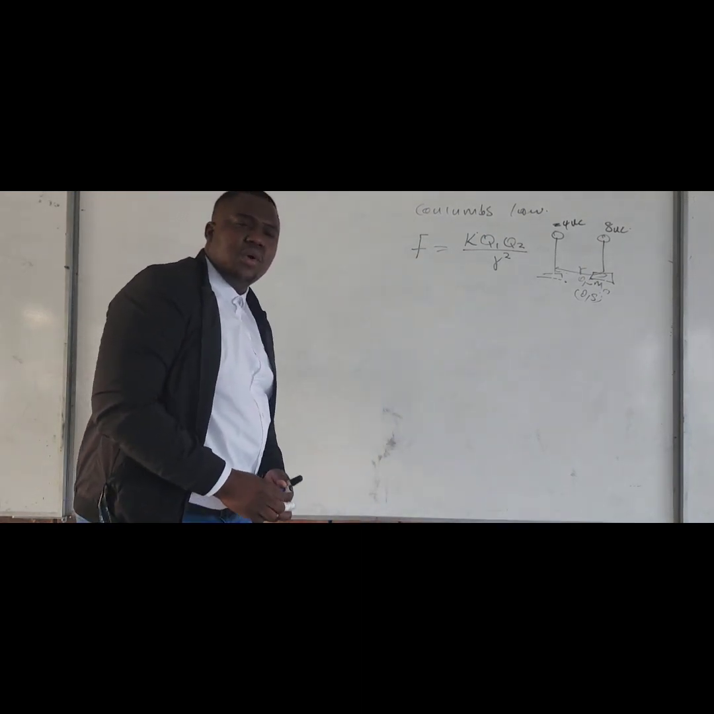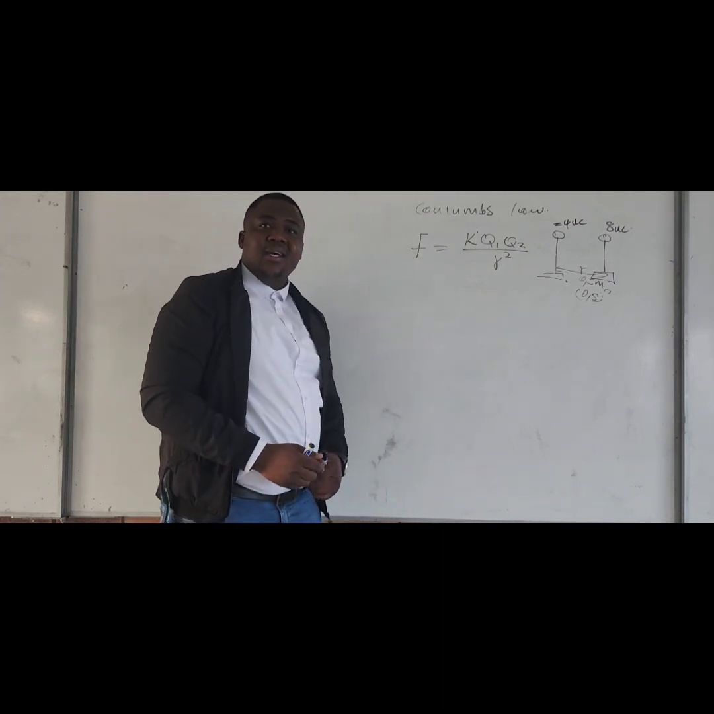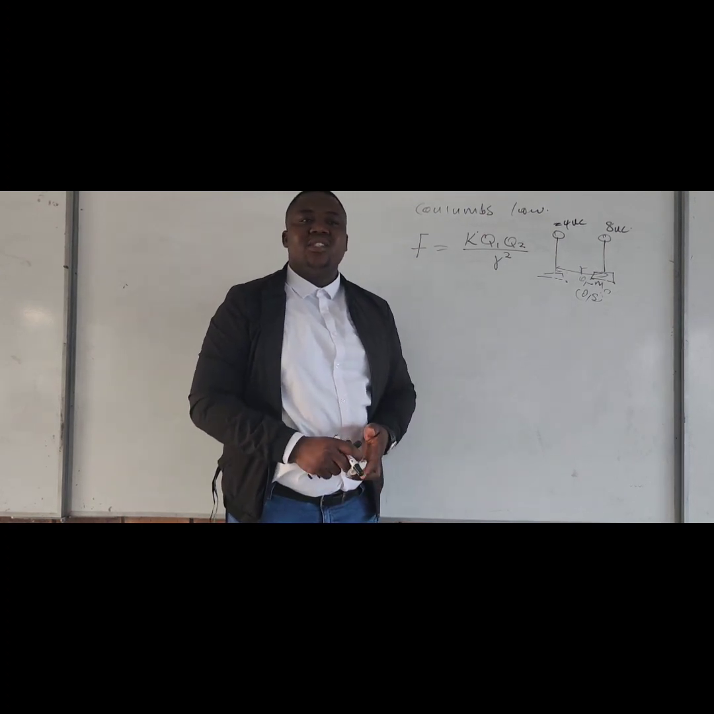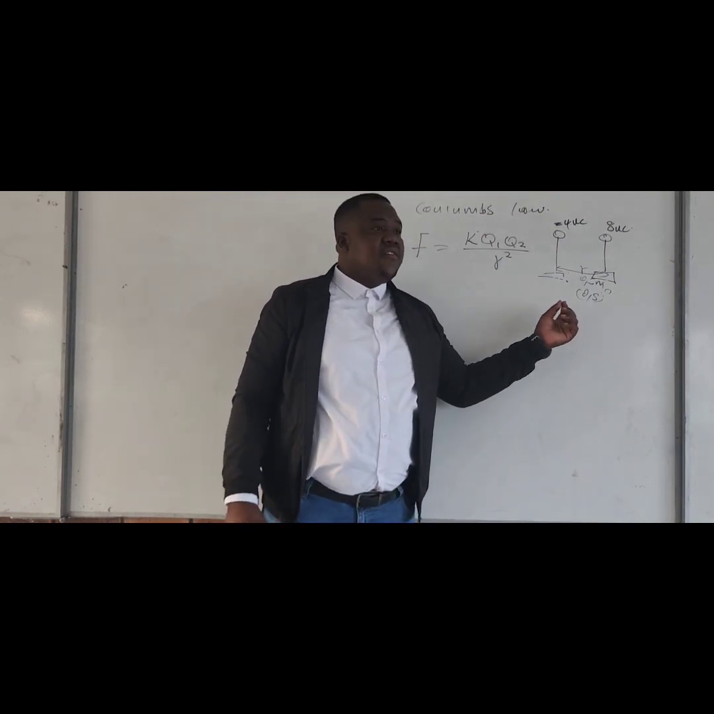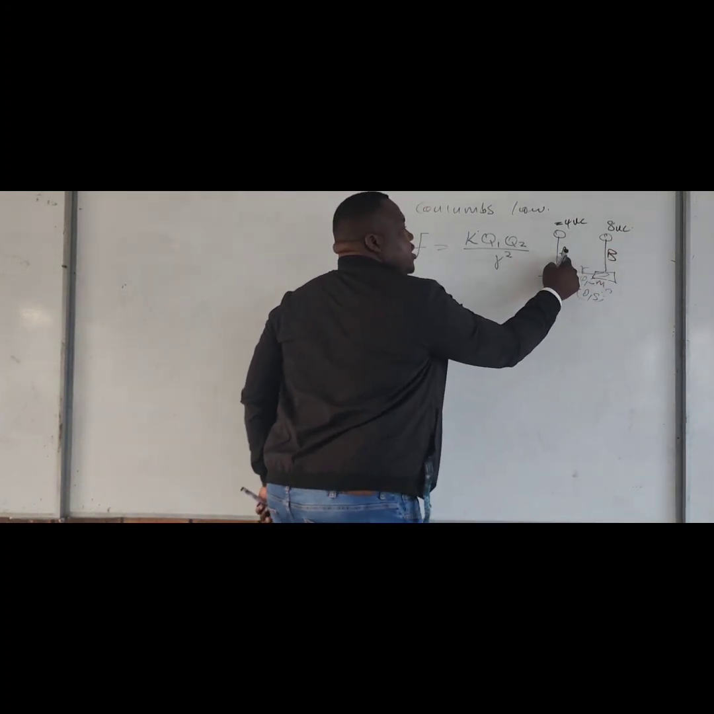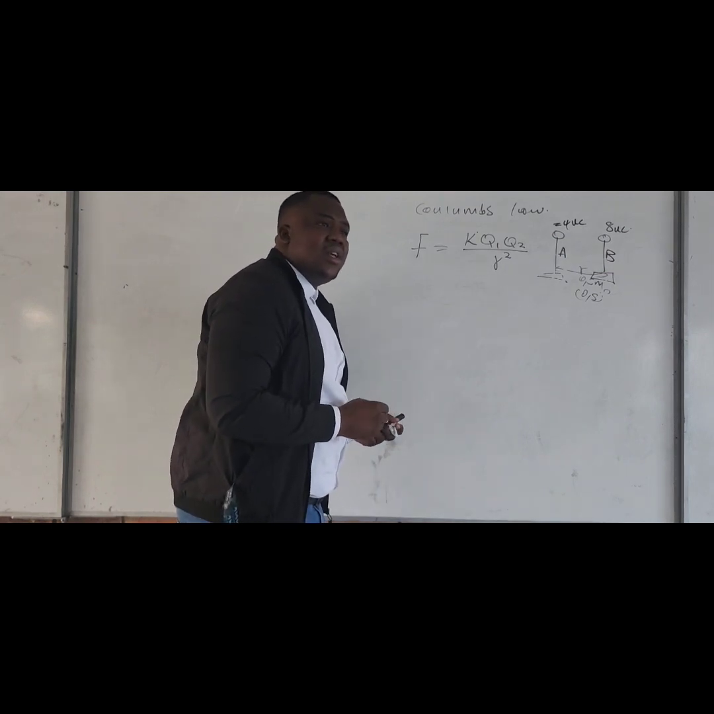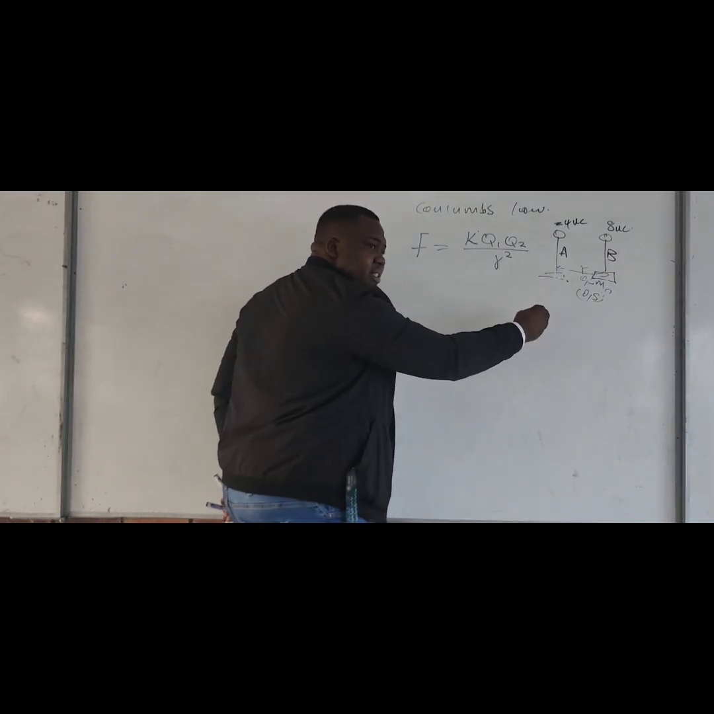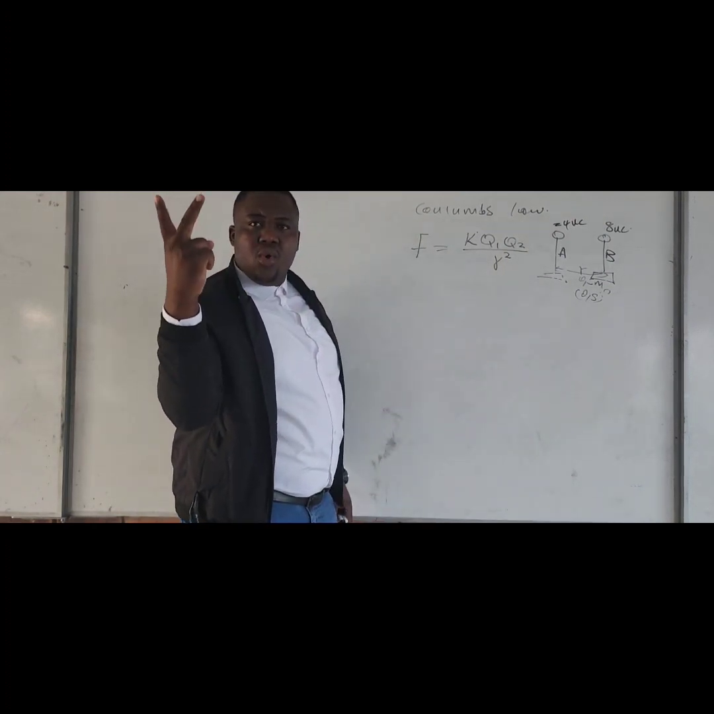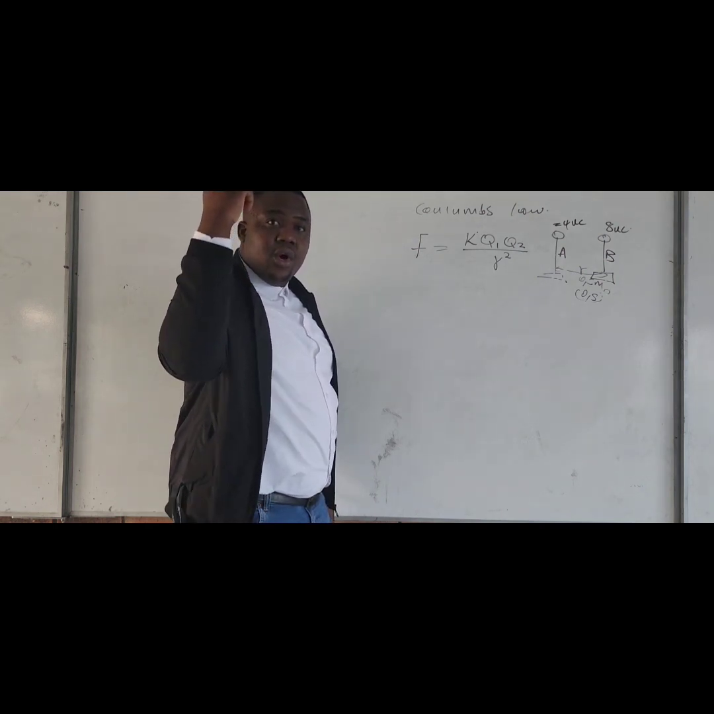When do we use Coulomb's law? The main point to note: you use Coulomb's law when they say calculate the electrostatic force which A exerts on B. It means we have two charges, right? We have two charges, Q1 and Q2.